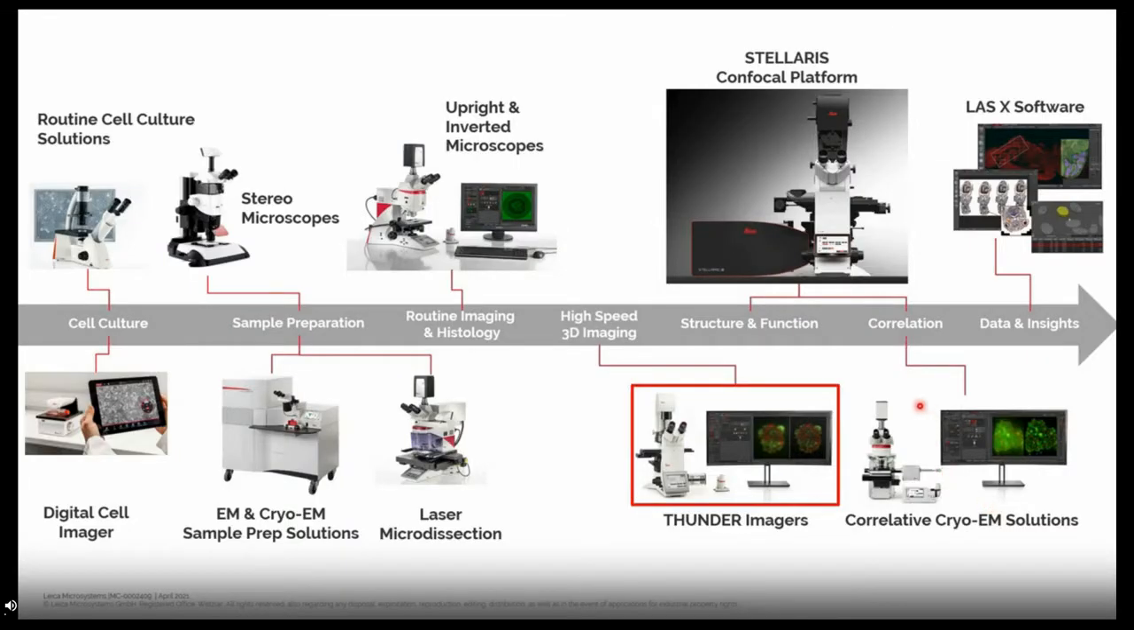So at Leica, we have a broad suite of products that really support you from cell culture to your advanced imaging needs. So we have systems for looking at cell culture. We have sample preparation based around our stereoscopes and upright and inverted microscopes, say our laser microdissection microscope. We have products available for routine imaging and histology based on our upright and inverted microscopes. We, of course, have our Thunder imagers that we're going to discuss today. We also have confocal platforms based on our new Stellaris that launched last year, as well as correlative Cryo EM solutions for doing electron microscopy and fluorescence imaging.